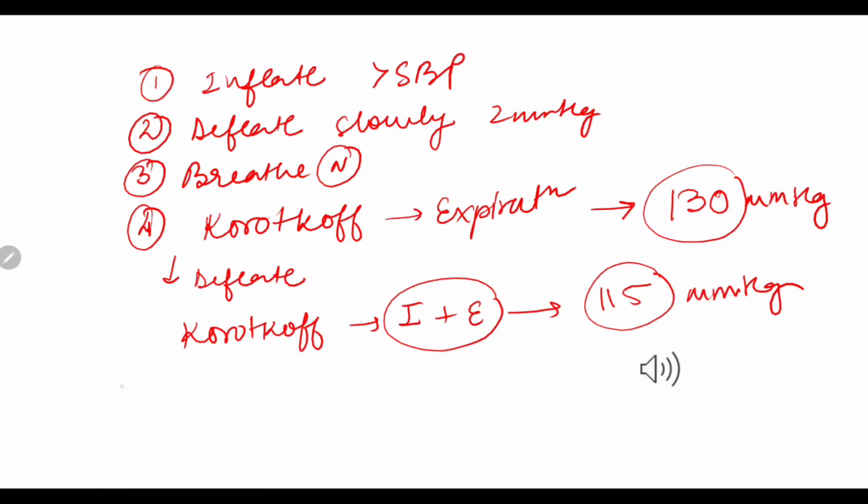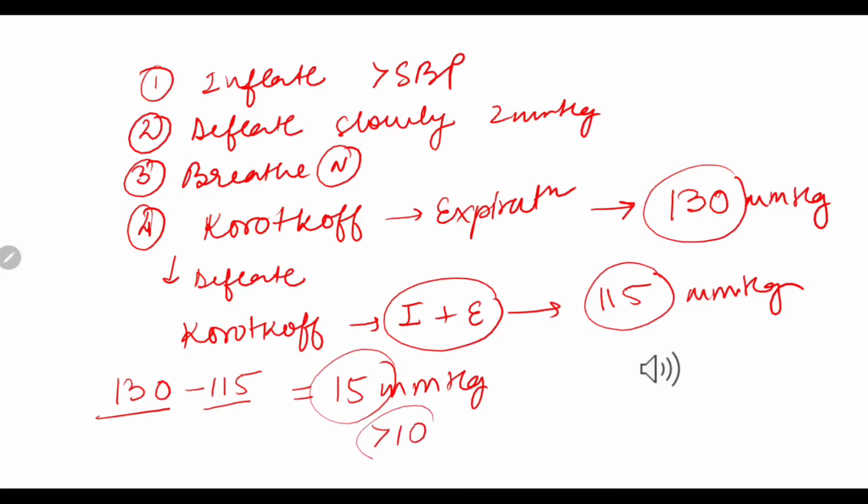So subtract the second number from the first. First we got 130, then we got 115. So the difference comes out to 15 mm mercury. Since 15 mm mercury is greater than 10 mm mercury, the patient has a positive pulsus paradoxus. Practice this on the wards. It is an invaluable bedside skill that saves lives in the ER.